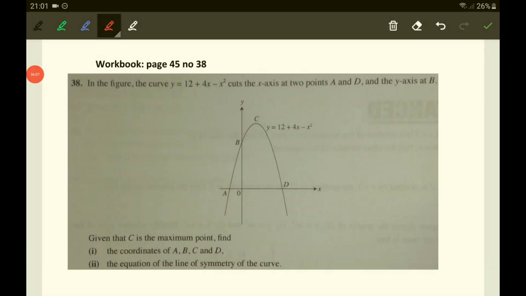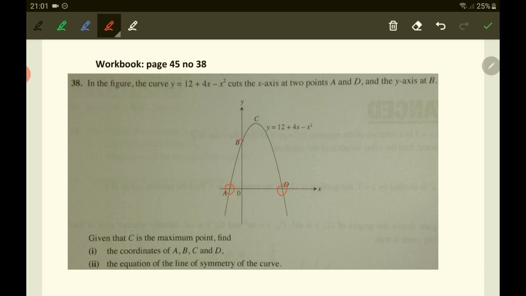Okay, now this is the last question. This question is from Workbook, page 45, number 38. Okay, the question is like this. In the figure, the curve, this is the equation, y equal to 12 plus 4x minus x squared, cuts the x-axis at 2 points A and D. So this one, yeah, this is the point. Okay. And the y-axis at B.